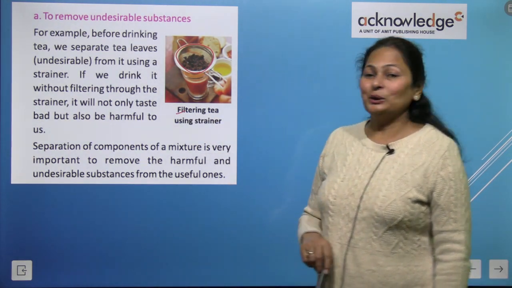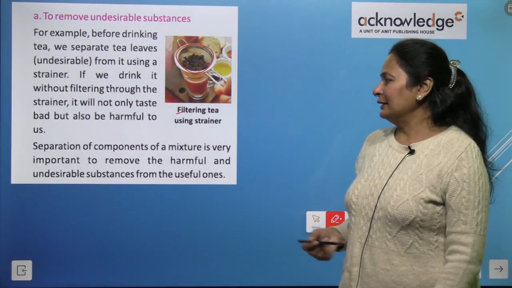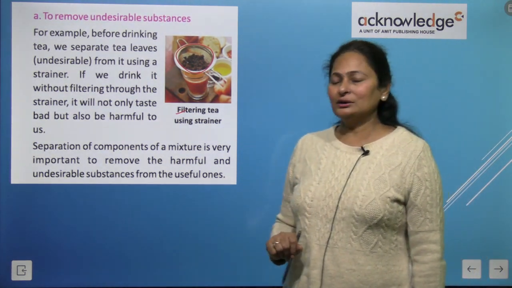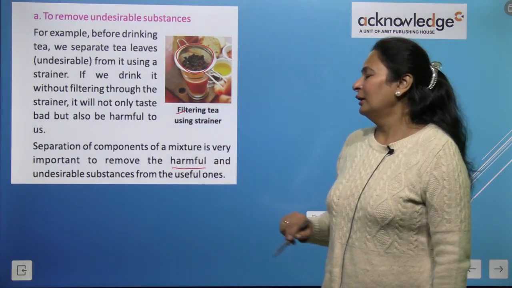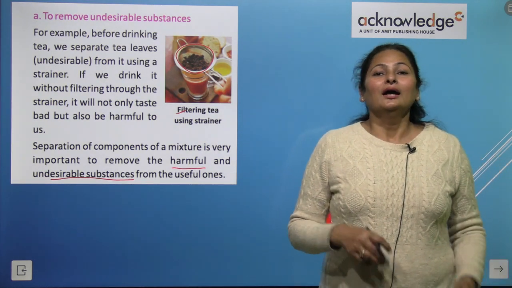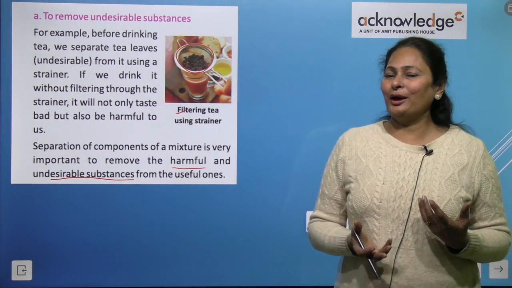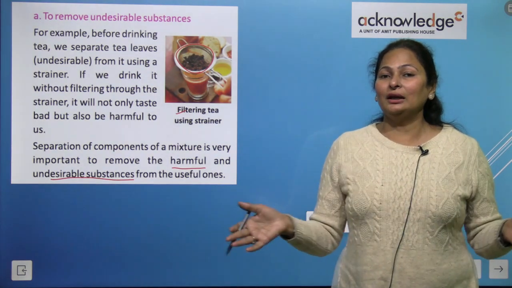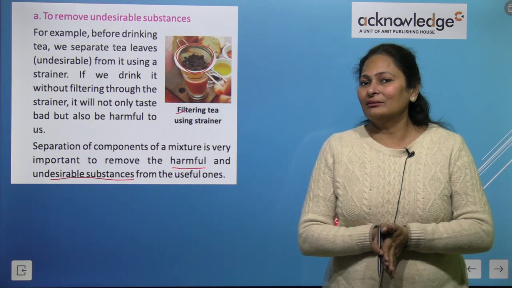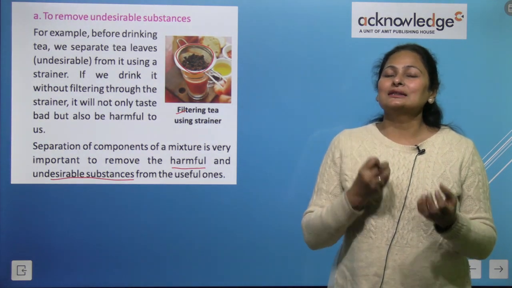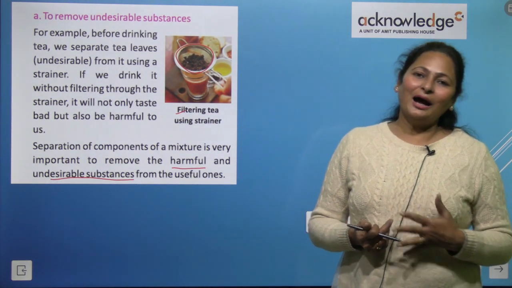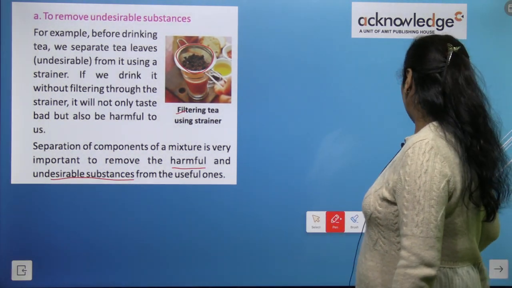So filtering tea using strainers and the separation of components of a mixture is very important to remove the harmful and undesirable substances from the useful things. So that is why we need separation. We need to know the methods of separating so that we can remove the substances that are not needed by us or harmful to us, right?